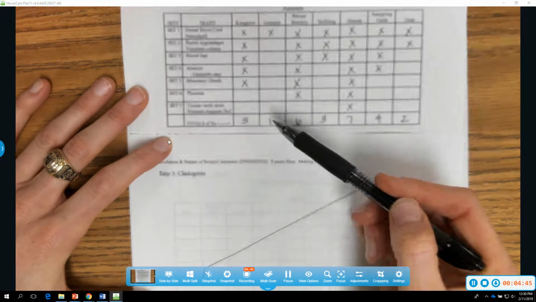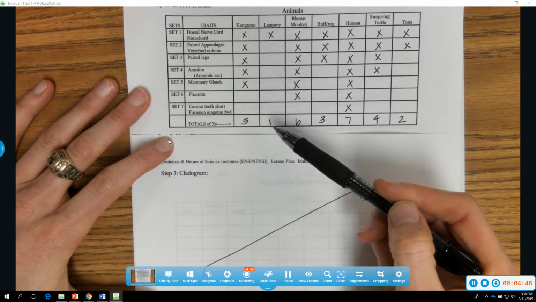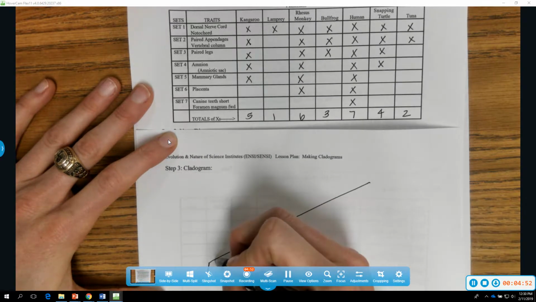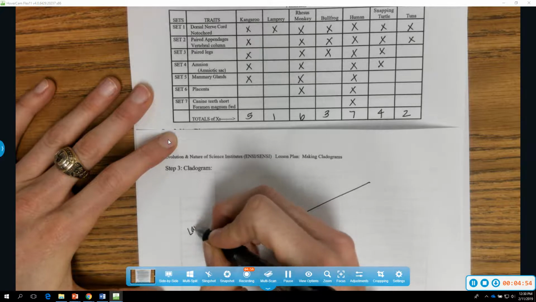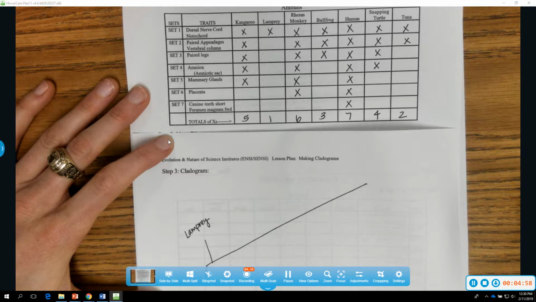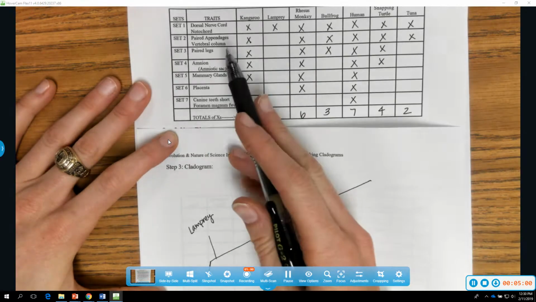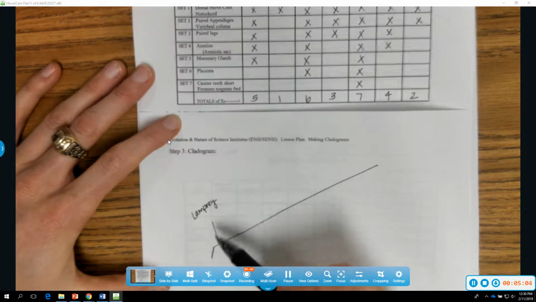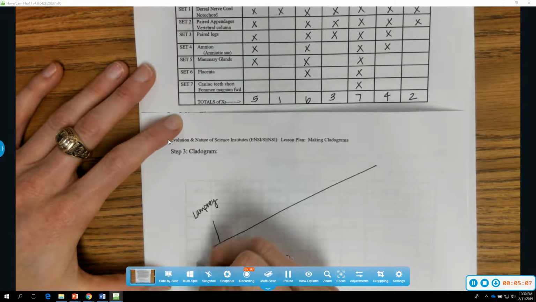So if I look, I know that the lamprey only has 1. So I'm going to go and start by listing the organisms up top. So I know the lamprey is going to be first because it only has 1 of the traits. Okay? And that trait is a dorsal nerve cord. So I can now put the trait below because I know this lamprey has a dorsal nerve cord.